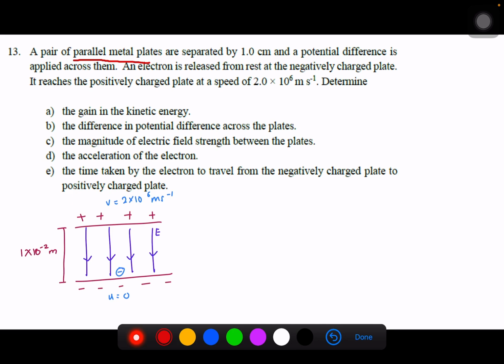So the keyword here is from rest. That means your u is equal to 0 at the negatively charged plate. So the position would be over here. Okay, it reached the positively charged plate at a speed of 2 times 10 to the power 6. That one is your v. So you can take out the information, draw it over here. Determine the gain in kinetic energy.